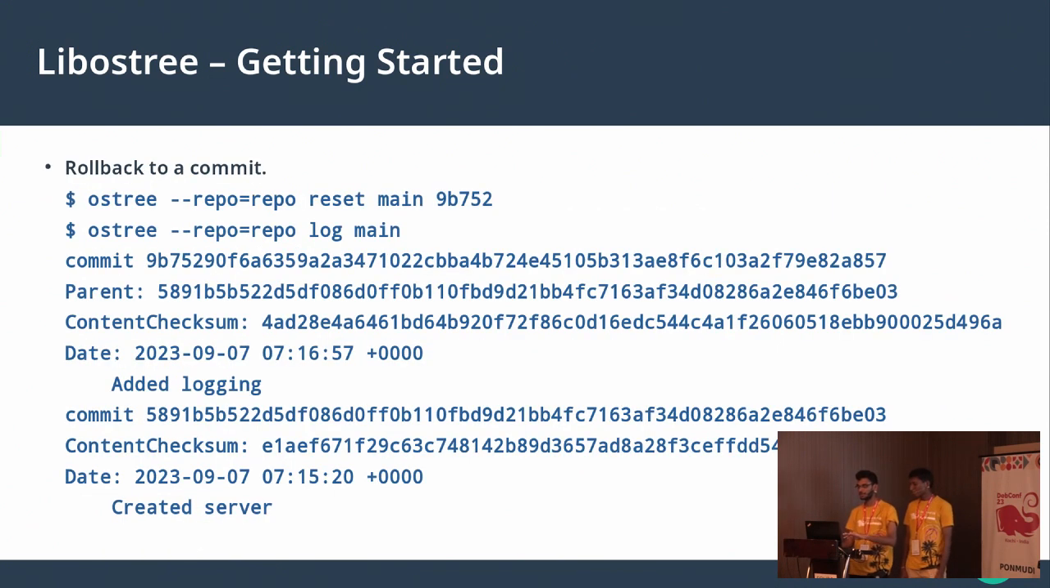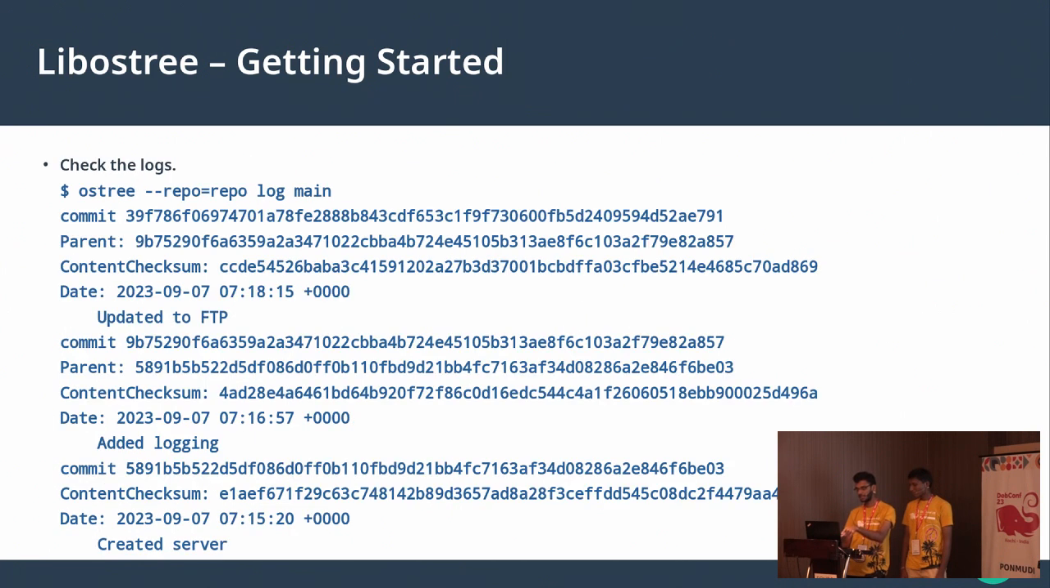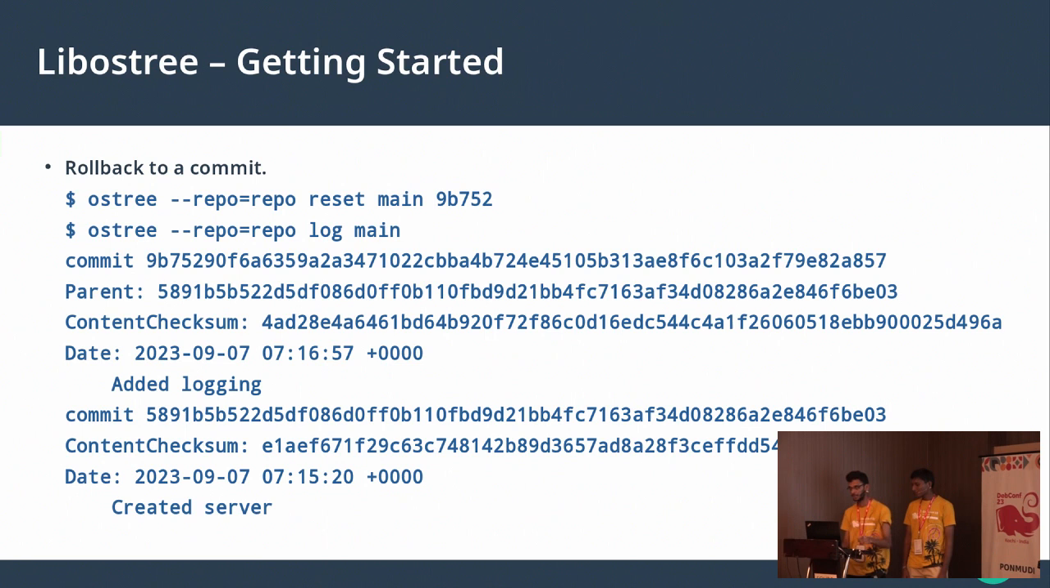To roll back, I'm using reset main, meaning the branch main, and I'm resetting it to the commit called 9b. The 9b commit, you can see here, is the "added logging" commit. So I'm reverting to that one. Now I'm logging it again. You can see that the commit we made, "update to the FTP server", is completely wiped off. It's no longer present in the history. So OSTree has reverted the files back.